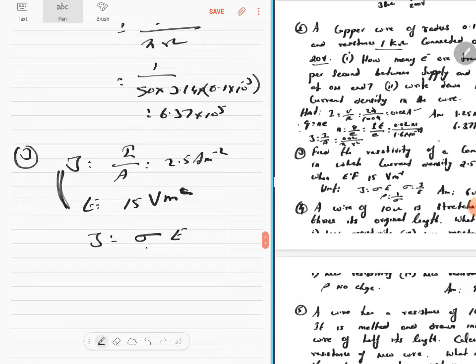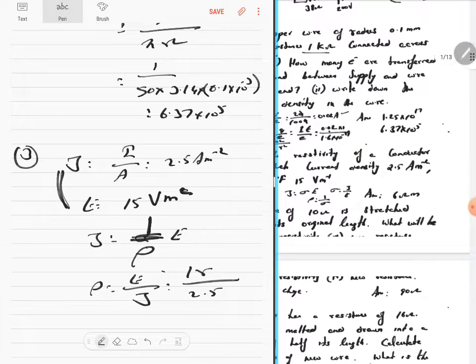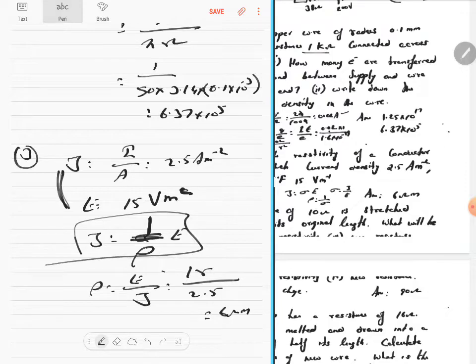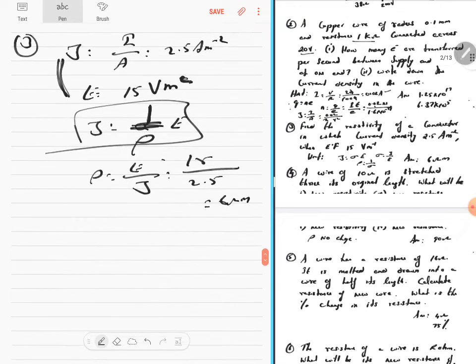With which this sigma itself is 1 by rho, resistivity. So resistivity rho is equal to, take it that side, E by J. If you know the electric field which is 15, you know the J 2.5, you can divide that and you can get the answer. So 15 by 2.5, so 6 ohm meter. Are you clear? You know this relationship, right? So that's about it. Let's go to the next question, the fourth question.